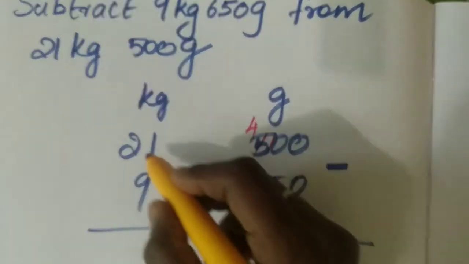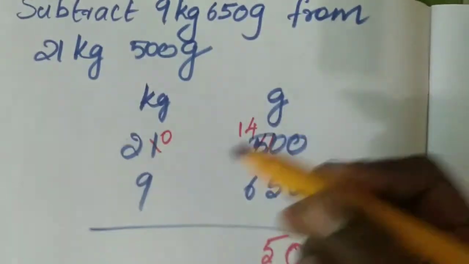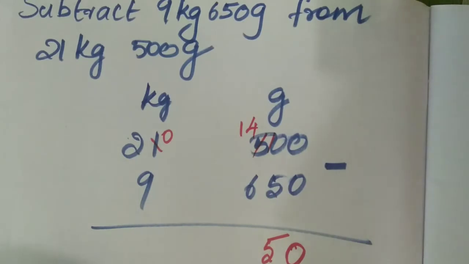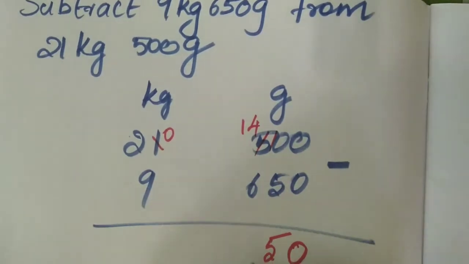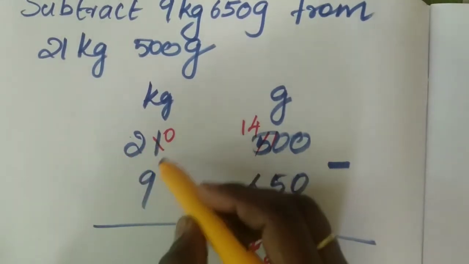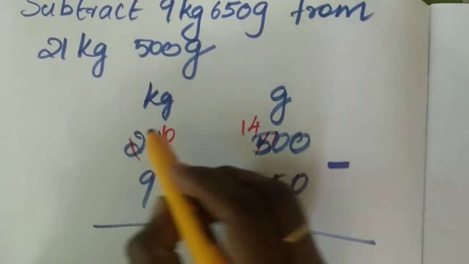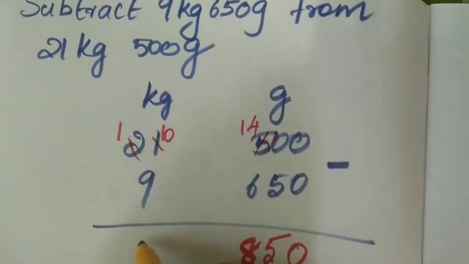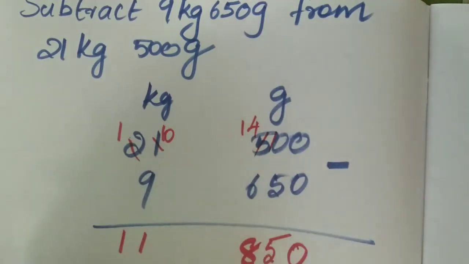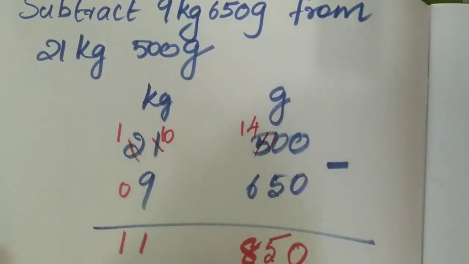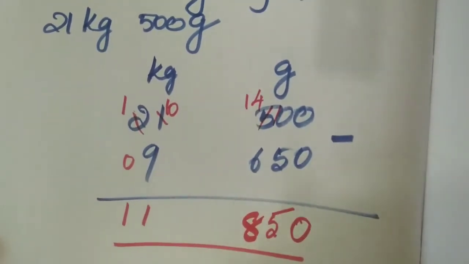4 minus 6 is not possible, so borrow from here. Now 14 minus 6 is 8. Here 0, so borrow 1 from here, it becomes 10 and here becomes 1. 10 minus 9, 1. Write the 1 as it is. Here nothing is there, so it becomes 1. Now, what is the answer? It is 11 kg and 850 gram.